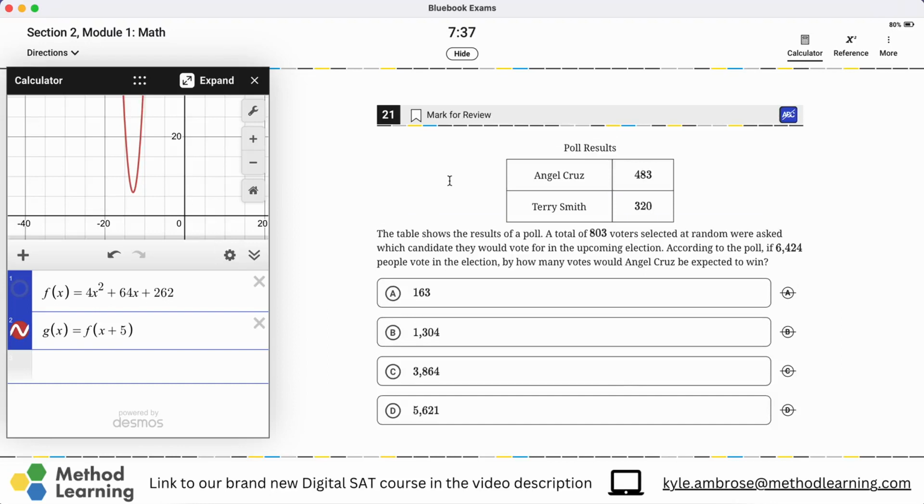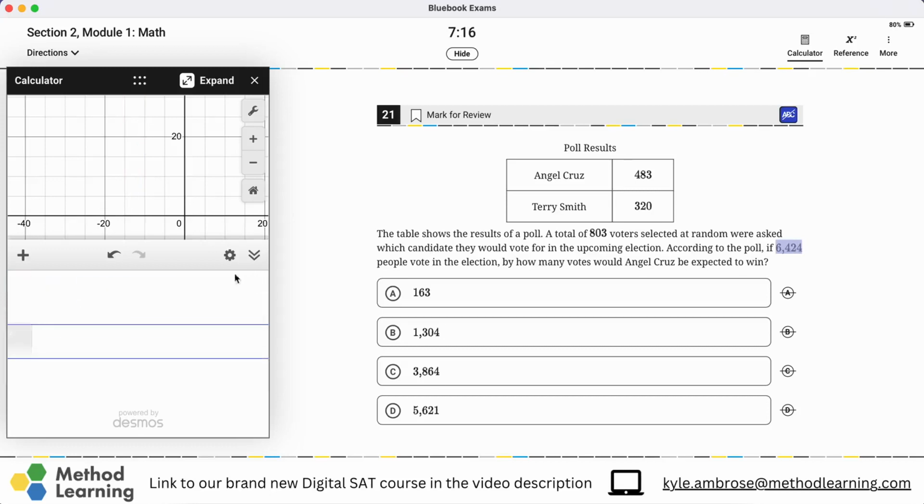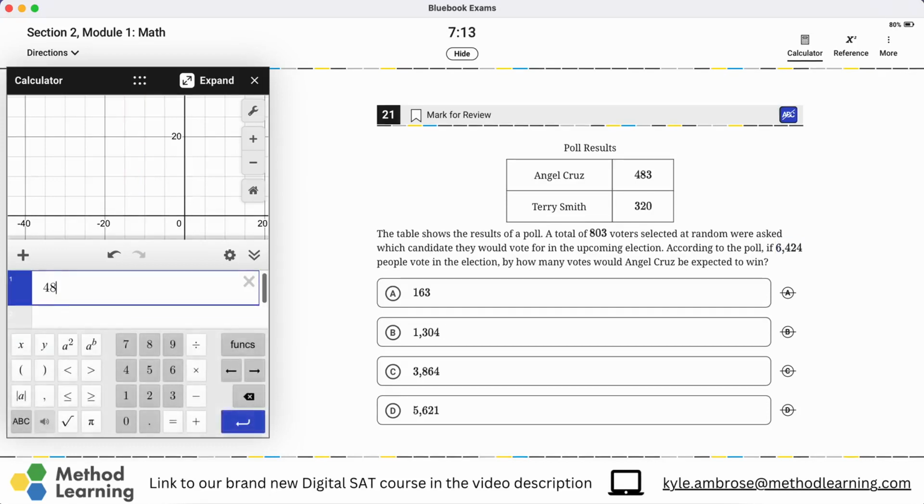Here, we can use Desmos eventually, but first, it's a poll. 803 voters were selected at random. That's what these two add up to. 483 and 320 make up 803. And it says, according to the poll, if 6,424 people vote in the election, by how many votes would Angel Cruz be expected to win? First of all, Angel Cruz is winning in the poll by, let's see, 483 minus 320. He's up by 163 in the poll.